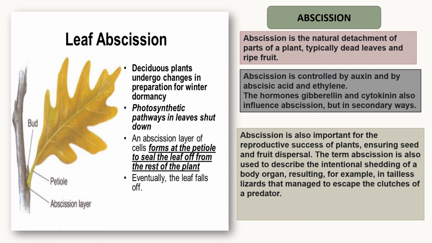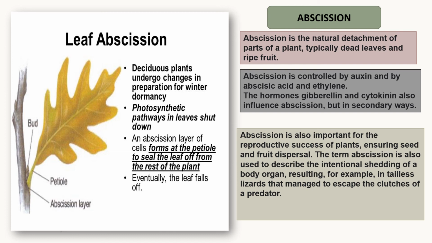Now see the diagram. Leaf abscission, the most important part of the plant. Leaf abscission has been shown. First point, deciduous plants undergo changes in preparation for winter dormancy. Second one, photosynthetic pathways in leaves shut down. Third one, an abscission layer of cells forms at the petiole to seal the leaf off from the rest of the plant. And the last one, eventually the leaf falls off.